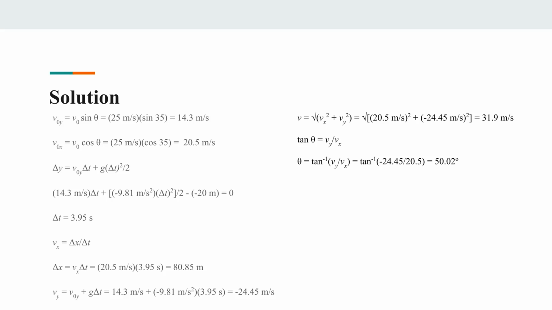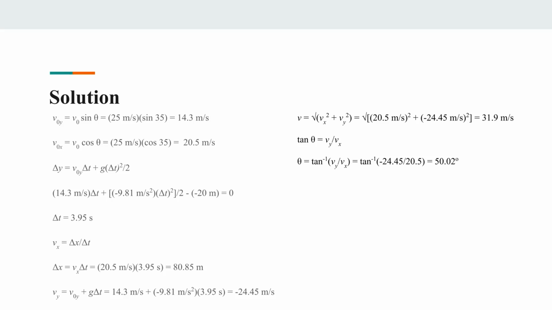I cannot stress the importance of the correct signs. I actually made that mistake while creating this. I had to fix it later. So you have to be very careful about the signs. Otherwise, you'll mess up your problem.